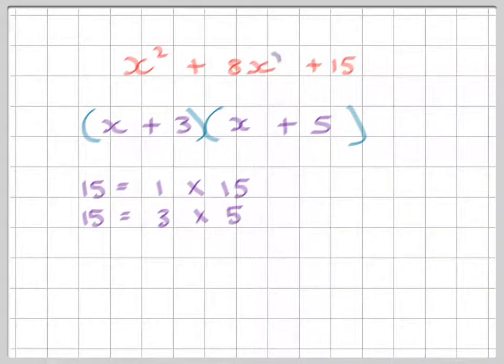So the secret is the middle term: the factors of the third term have to add up to the middle term. So we chose 3 and 5. 3 plus 5 is 8, or 5 plus 3 is 8.